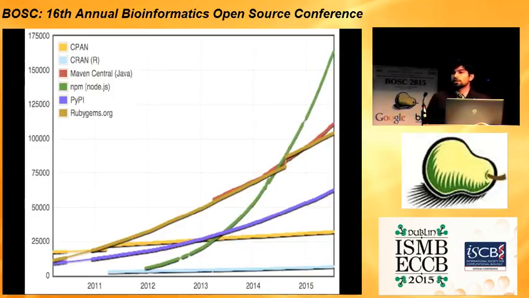And the other cool thing with Node.js is that it's getting quite popular in other fields. And so this is the total number of modules for each language. And you can see R at the bottom, Python and Ruby in the middle, and Node.js is just skyrocketing, although there isn't a lot of modules for bioinformatics.